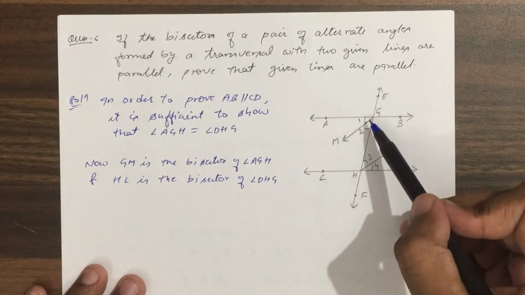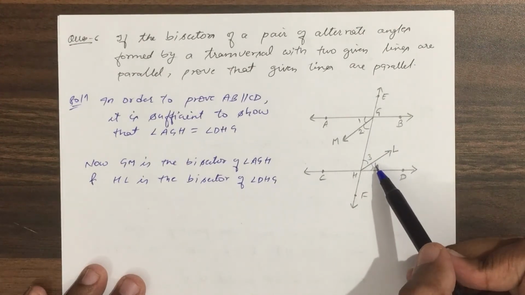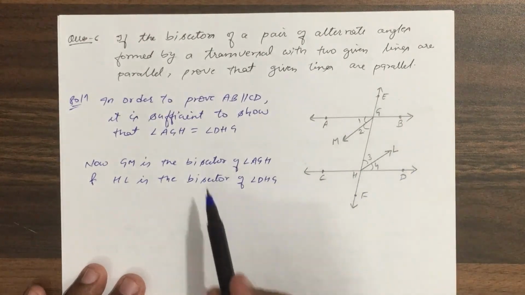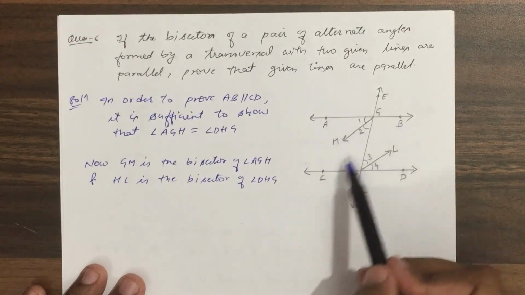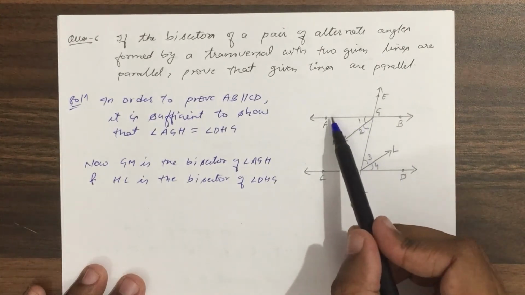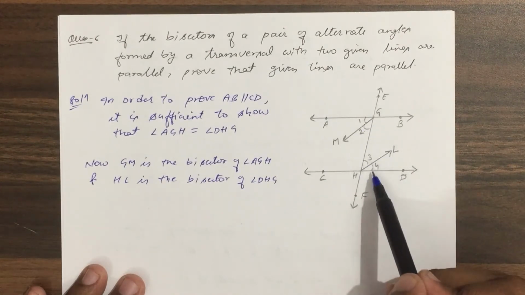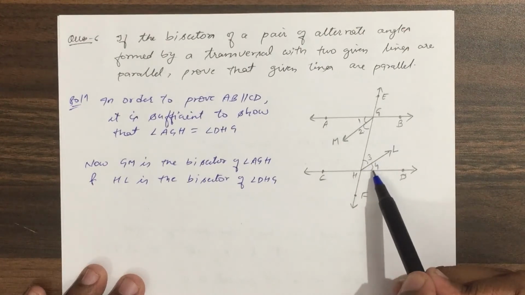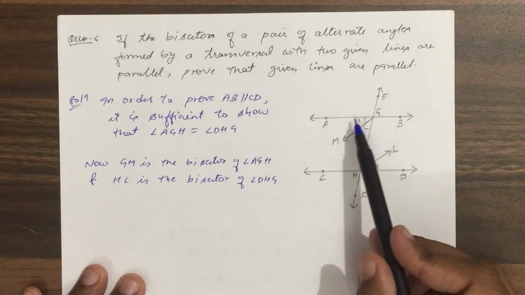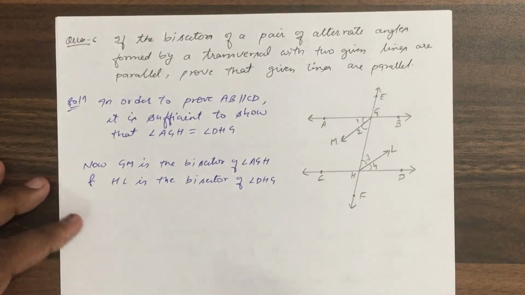And what is given to you? These are the bisectors. It means angle 1 will be equal to angle 2 and angle 3 will be equal to angle 4, because they are bisectors. So what you have to prove? You have to prove that AB is parallel to CD. In order to prove AB parallel to CD, if we can prove that angle AGH is equal to angle GHD, then since alternate angles are equal, the lines will be parallel. This will be our target.